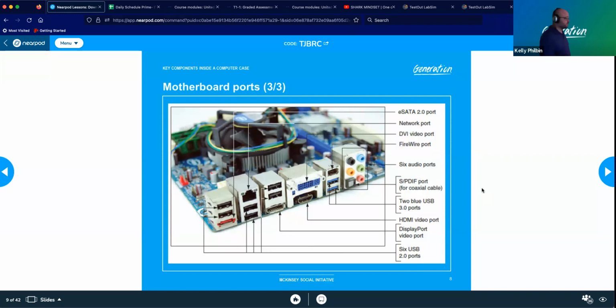Any questions so far? Again, just early exposure. First pass. I have a question. Yes. What is the difference between SATA and USB?